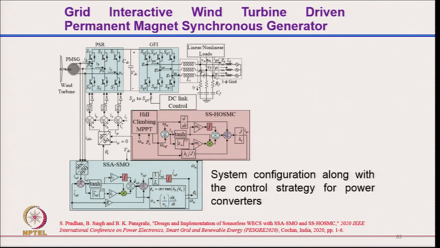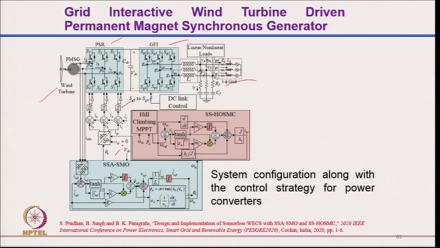So, you have a typically permanent synchronous generator which can run without the gear if you design it for really low speed, and then you have your machine side converter and grid side converter to feed the power to the grid, and typically here you can also have sensorless control. I mean typically for the maximum power tracking algorithm using a sliding mode observer, which is used here.